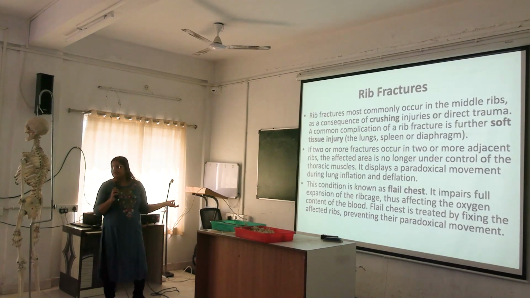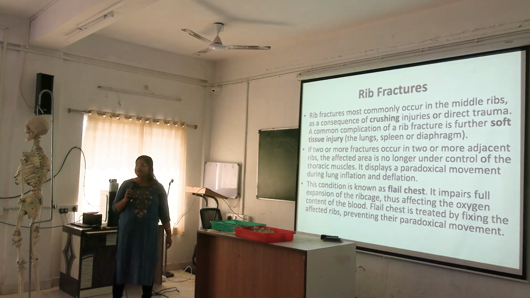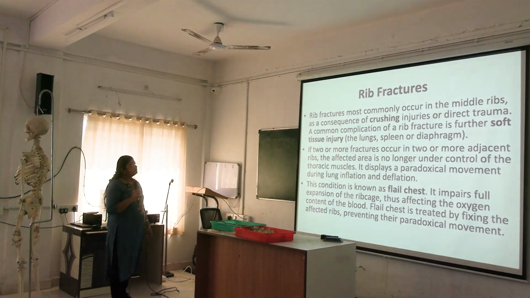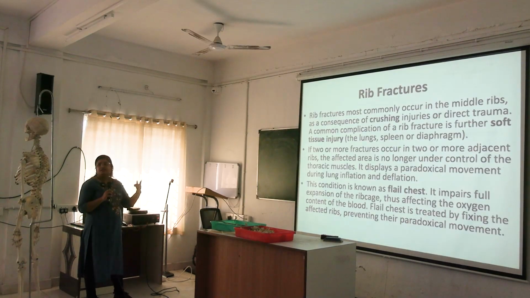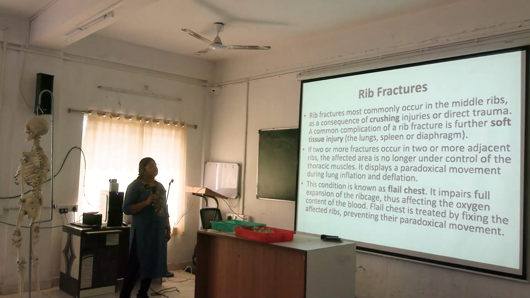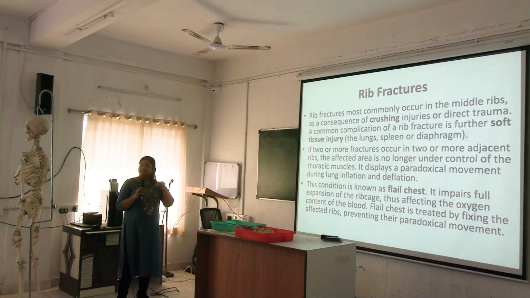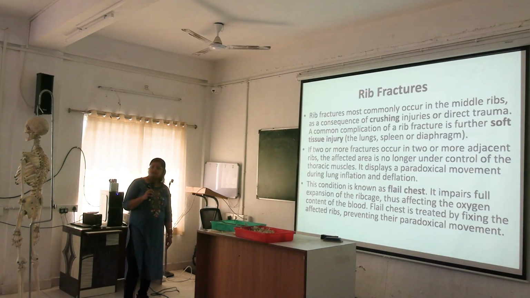Next we are going to the clinical aspects of rib fractures. They very commonly occur in road traffic accidents. Rib fractures most commonly occur in the middle ribs, not in the upper or lower ribs. As a consequence of crushing injuries or direct trauma, a common complication of rib fracture is further soft tissue injury. The pointed sharp fractured ends will hit the lungs or spleen or diaphragm. These structures are frequently injured.